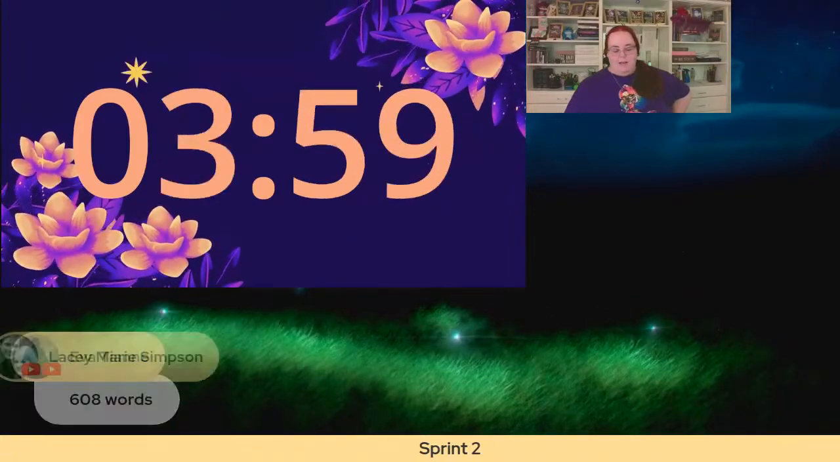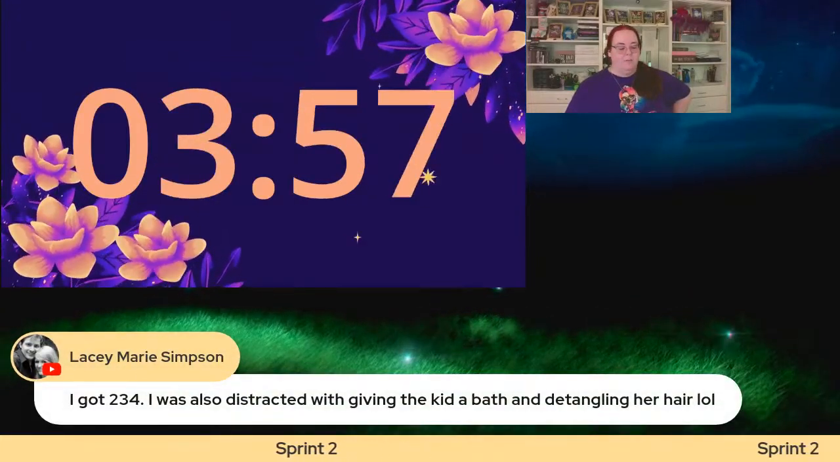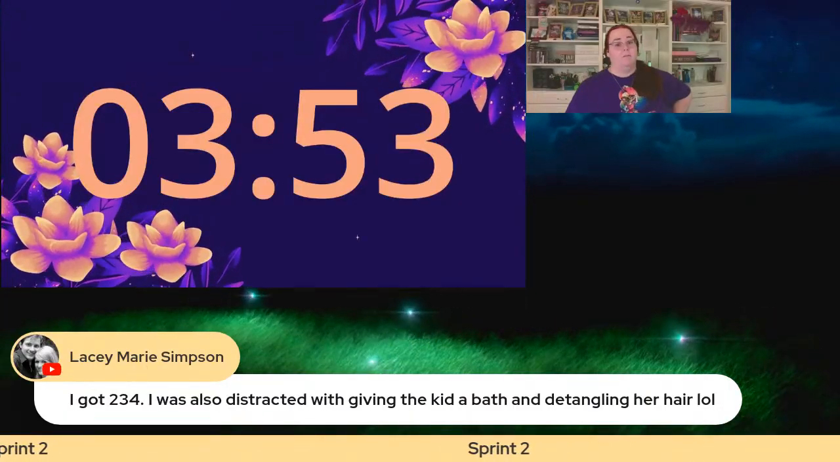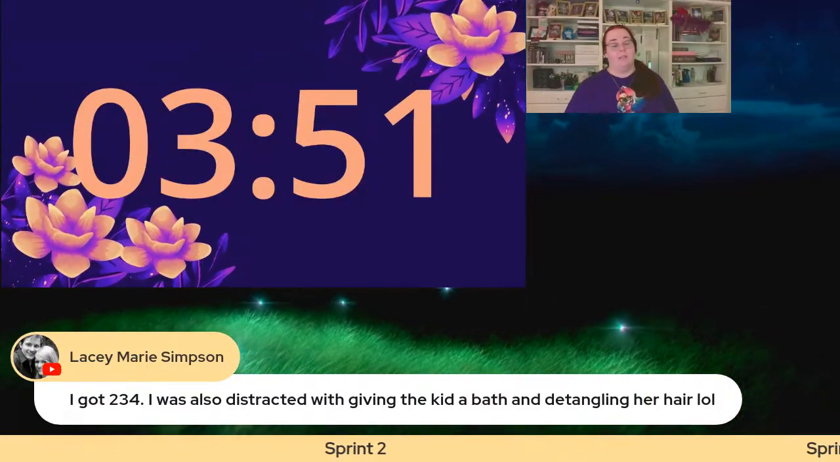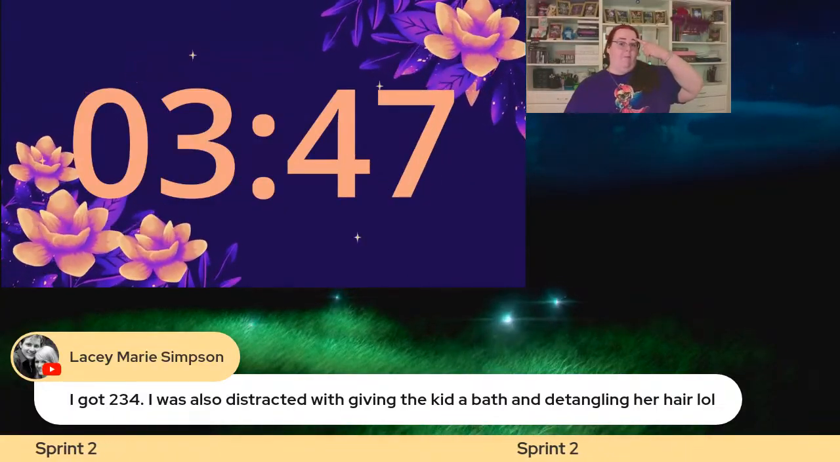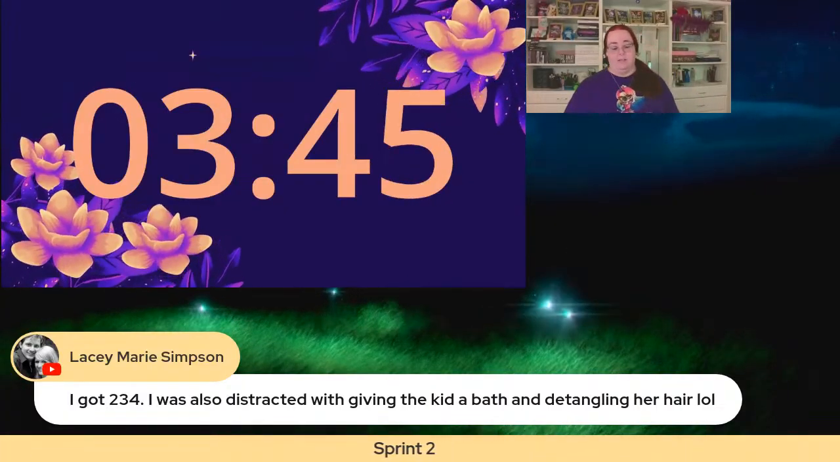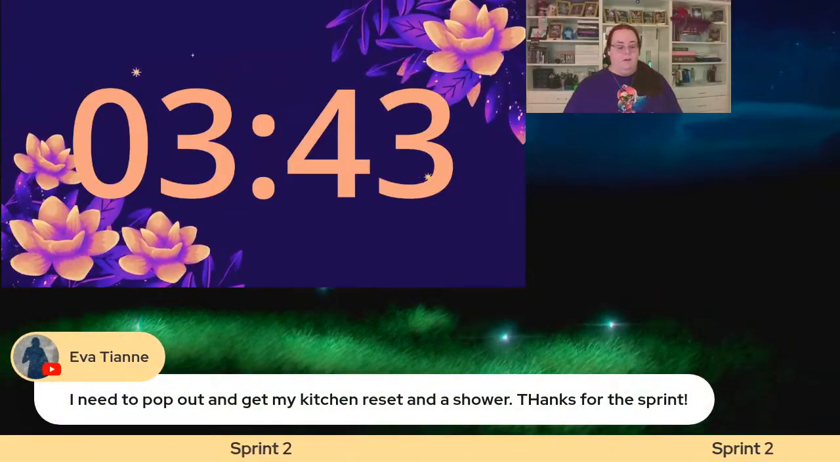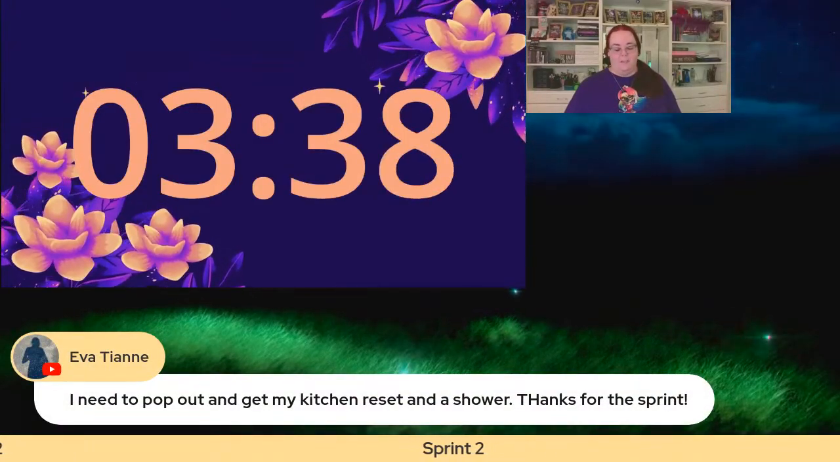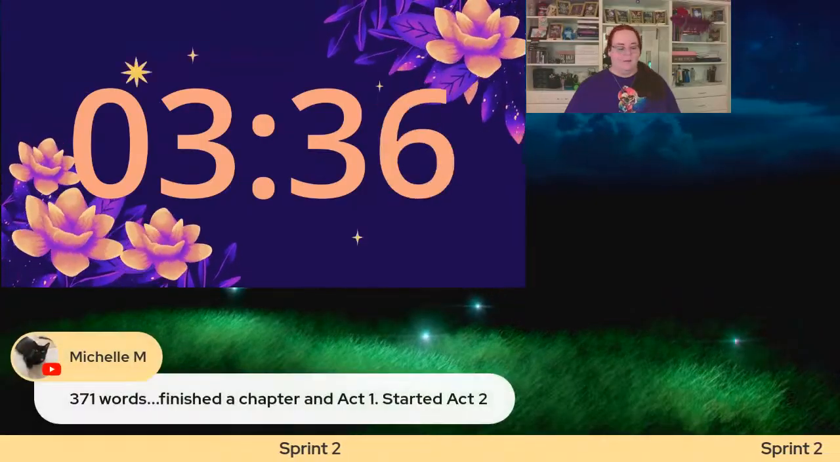Eva 608, not bad. Lacey 234. See, distractions are okay, and thank you for going through the hair detangling with the kiddo. As someone who has the easily tangled hair and had a mom who did not like brushing it because of the tangles, thank you. Gonna pop out and get your kitchen reset and a shower. Take care, my friendo. See you later. It's good to see you.